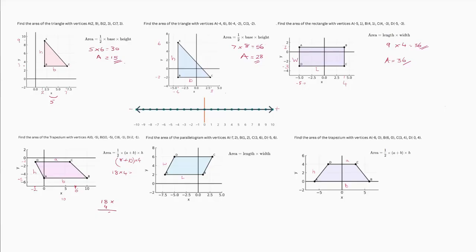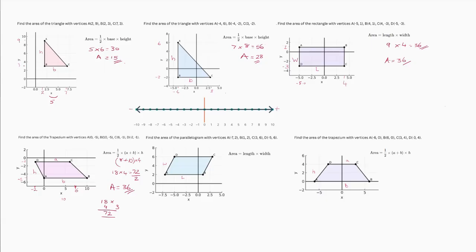4 times 8 is 32. 1 times 4 is 4, 5, 6, 7. So that's 72. So that equals 72. And we need to divide our 72 by 2. So the area of this trapezium equals 36. Because remember, this will probably be a non-calculator. So you need to know how to do long multiplication.